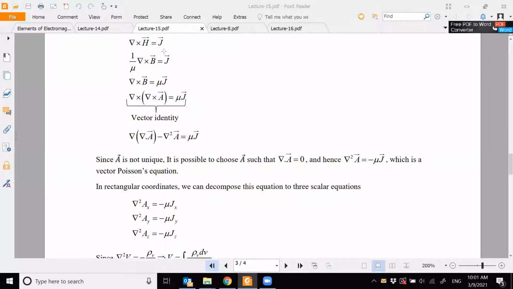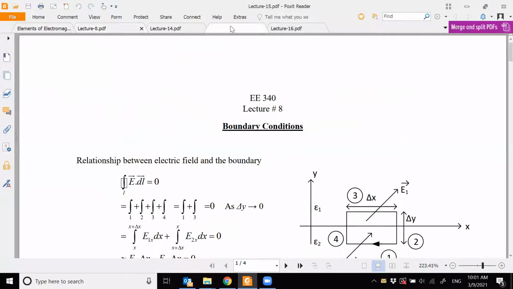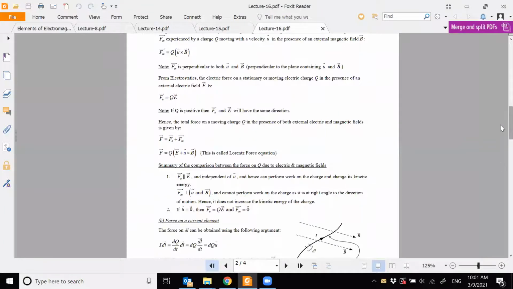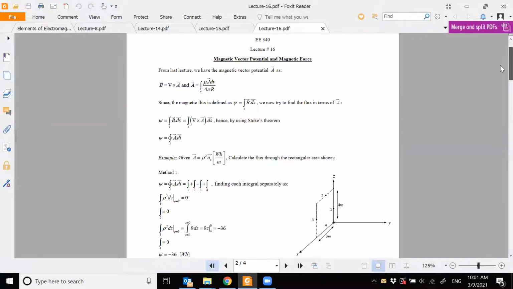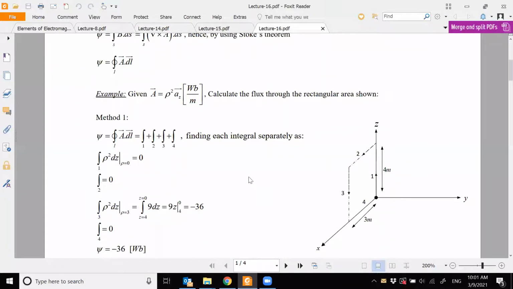We looked at the magnetic vector potential, we looked at Ampere's law, and in the last class, we looked at the magnetic force. We did an example of how the magnetic vector potential can be used to find the flux. And remember, magnetic vector potential is very much used in the applications of antennas.